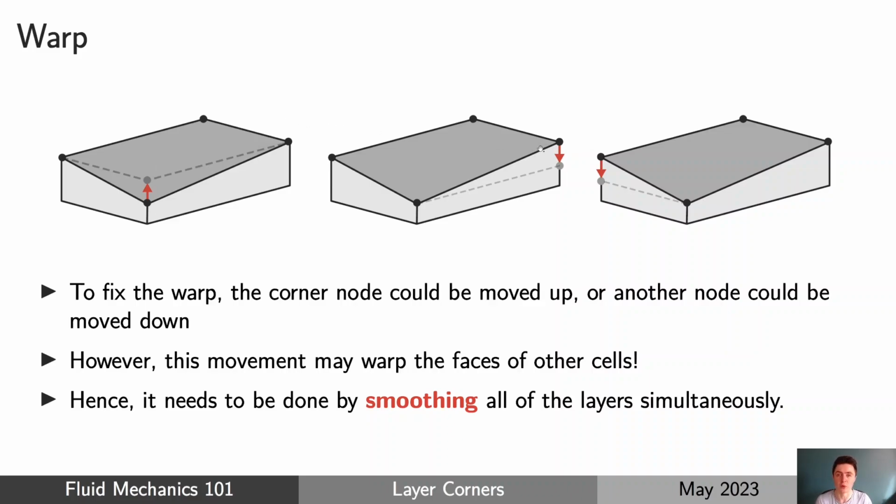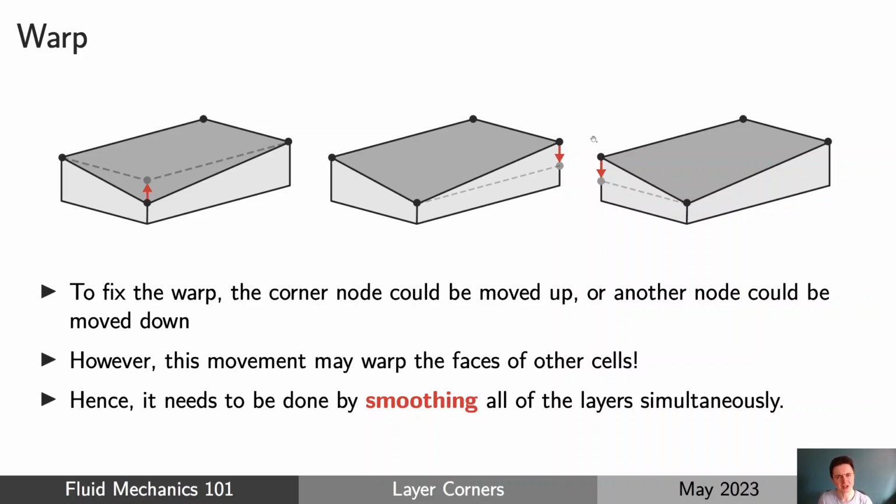We could move one of the other nodes instead. You can think that we could move this top node here downwards instead of moving that bottom node upwards, so that the face would then slope that way, but all four nodes would be in the same plane. And in a similar way, we could move this node instead, in which case the face would be sloping that way instead, but we wouldn't have any warping of the face anymore.